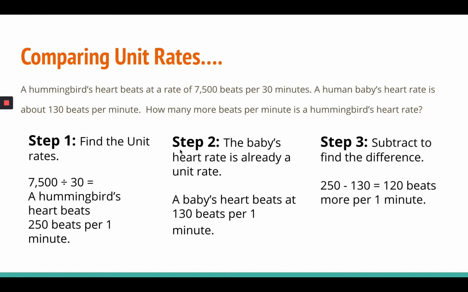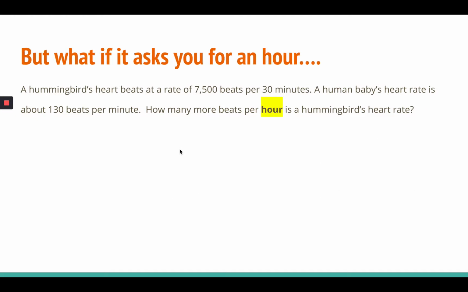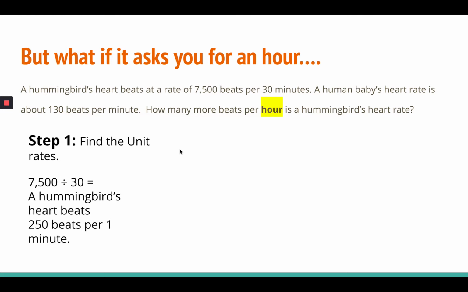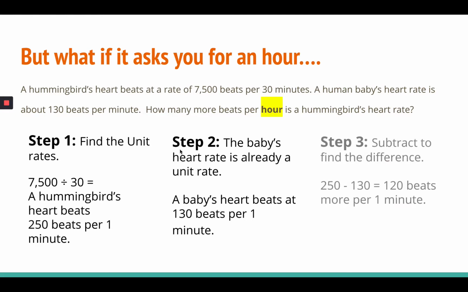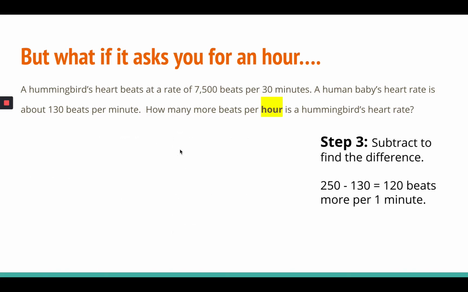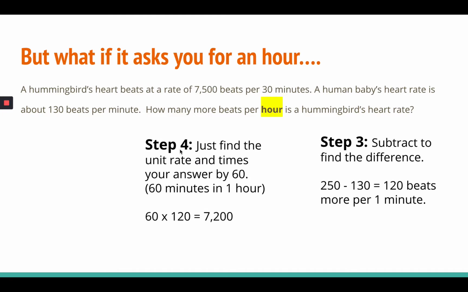But the book gets tricky, and it might ask you a question where it says, what about in an hour? There's a couple ways to do this. It's the same process. Find the unit rate, 250 beats per 1 minute for a hummingbird, 130 beats per 1 minute for a baby. It's a difference of 120 beats per 1 minute, and they're asking you for an hour. Some of you can guess what you do. Just times it by 60. Take 120 and times it by 60 because there's 60 minutes in an hour. Your answer to this question would be 7,200, or 60 times 120.